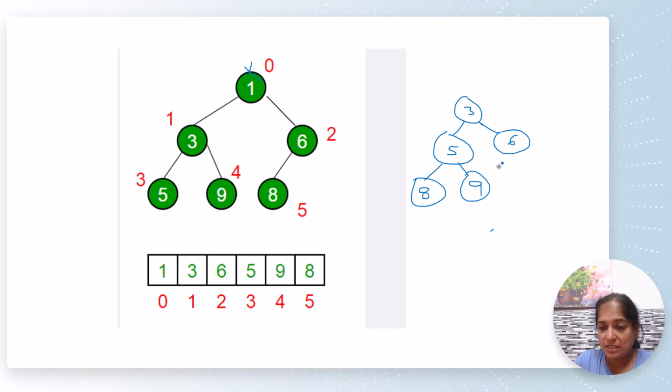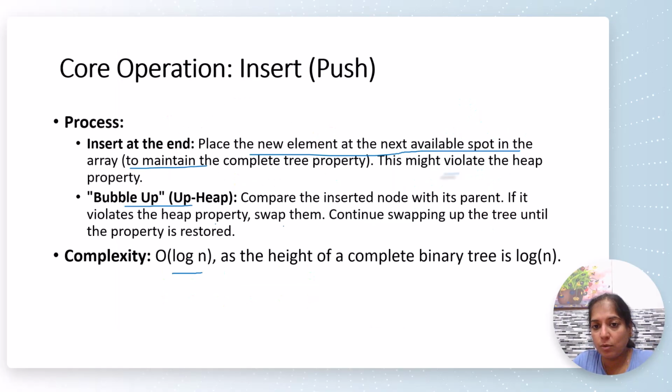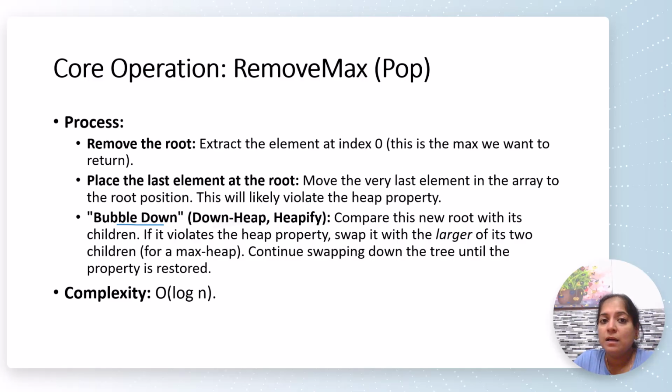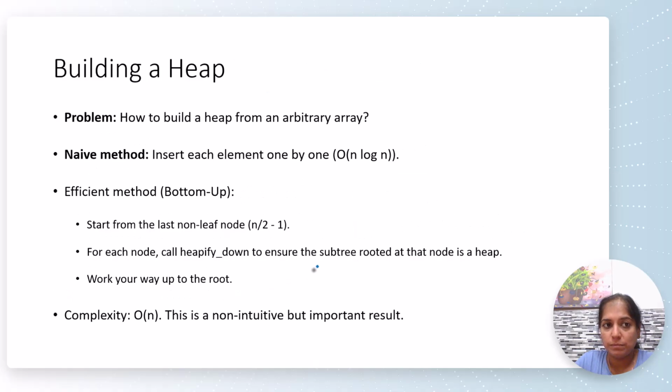So for the insertion, you insert the element at the next vacant position, and then you perform the bubble up operation. In case of deletion, we delete the root element, then put the last element at the root position and then perform the bubble down operation. Removing the max element, the pop operation, the complexity is again big O of log n.